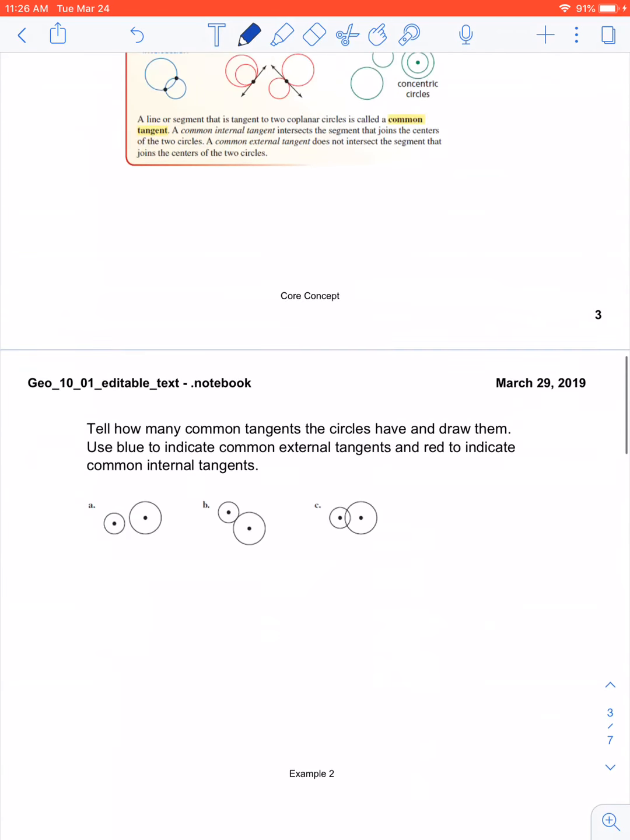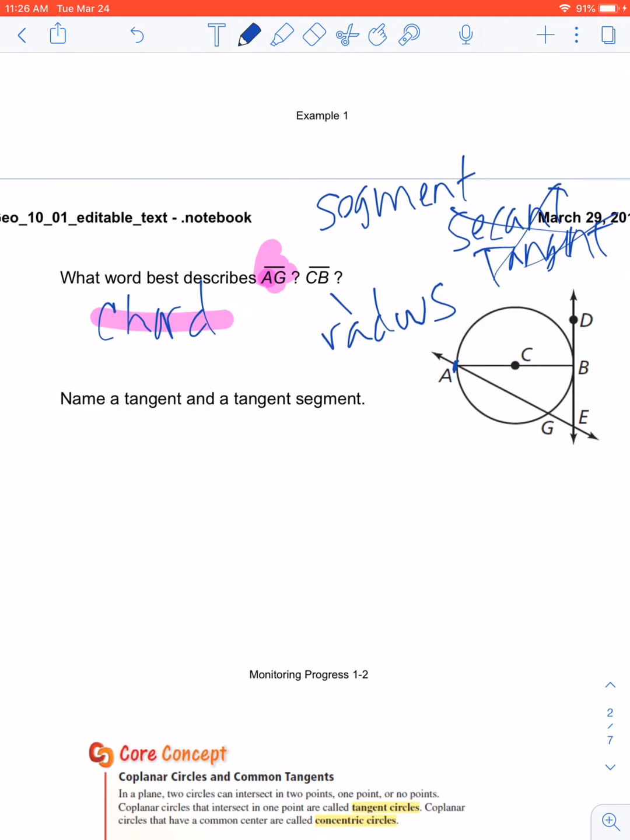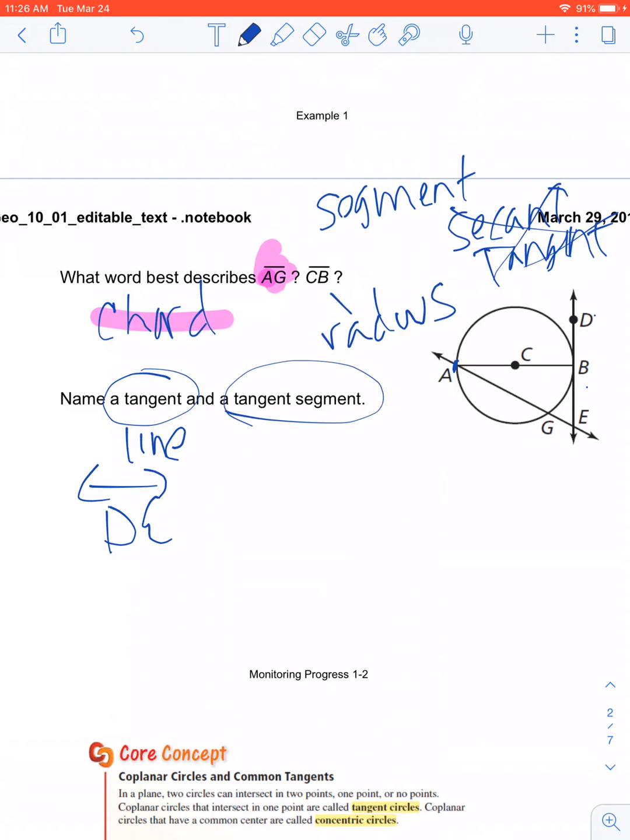Oh my gosh, I went too far. Okay, here we go. Name a tangent and a tangent segment. When it says a tangent, I'm going to stick by the original and call it a line. So you can give me any two-letter combination of D, B, and E. And for a tangent segment, you could give me any two-letter combination of D, B, and E as well, as long as you're hitting it one time.